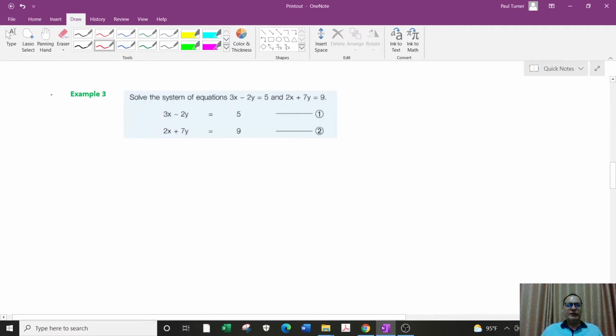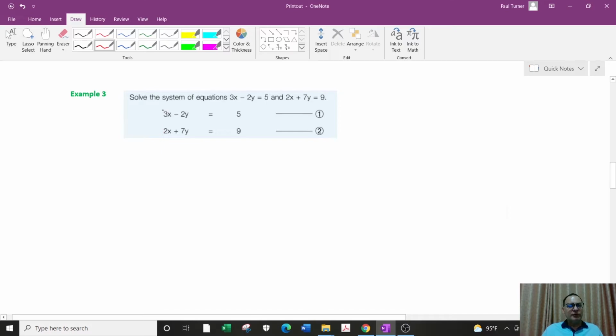In example 3, we have the same kind of problem. We have 3 and 2 here, different numbers. And we have 2 and 7 here, different again. So it looks like we're going to have to change both equations here.